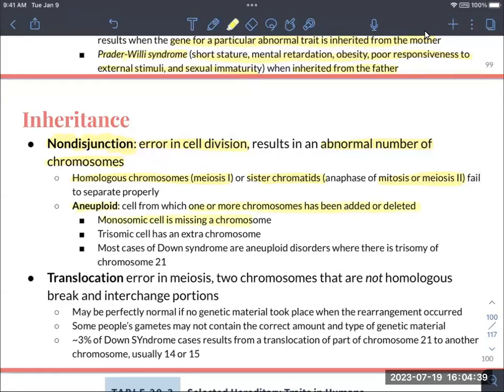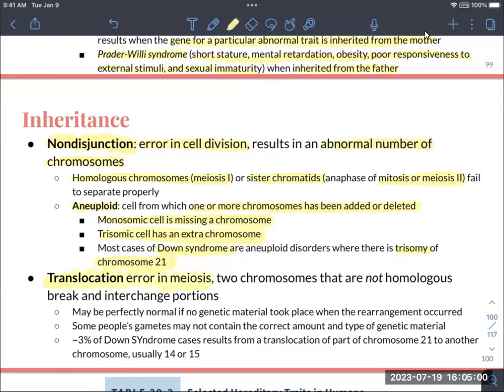Monosomic cells are missing a chromosome. Trisomic cells have an extra chromosome. In Down syndrome, they usually have trisomic cells of chromosome 21 specifically. So they have an extra 21st chromosome.